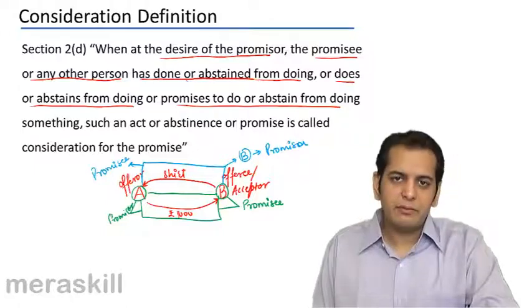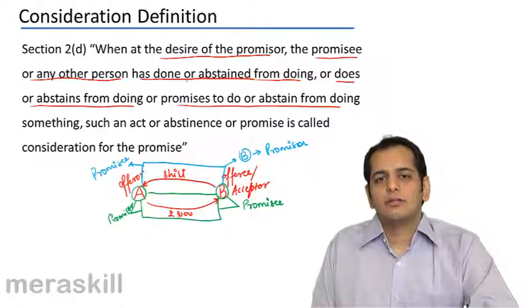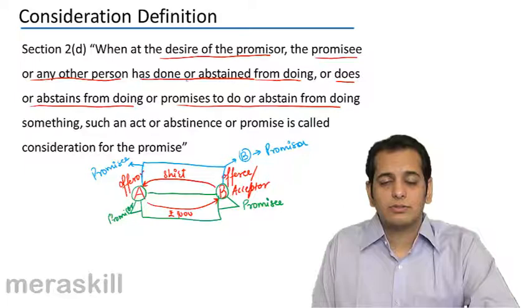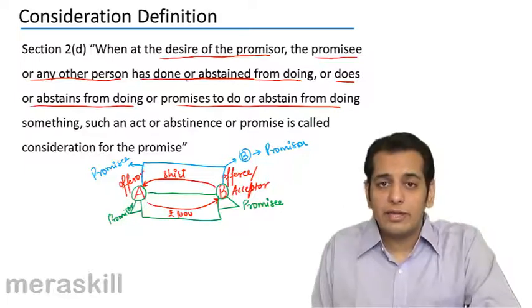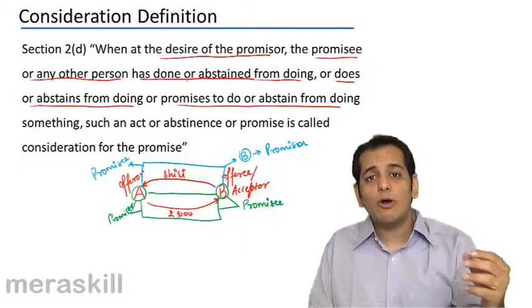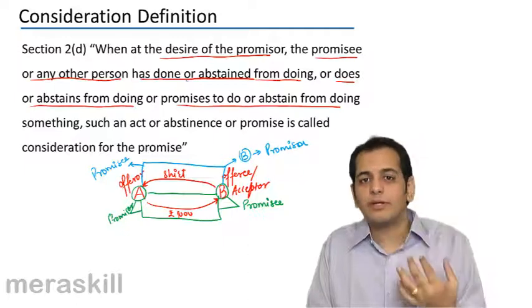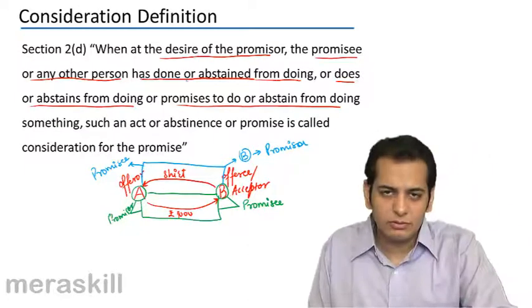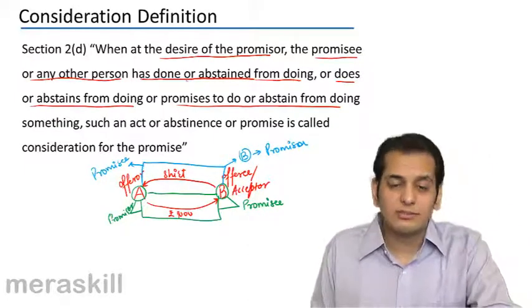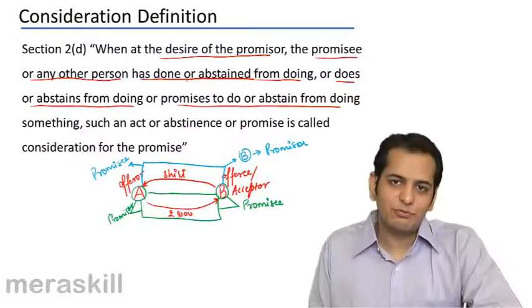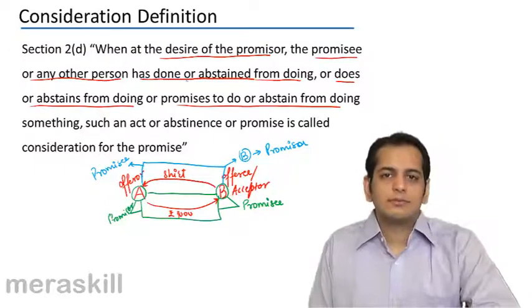A is giving B 1000 rupees because A wants a shirt. So now B is doing something for A. He is giving him the shirt. And this shirt is nothing but consideration for A.